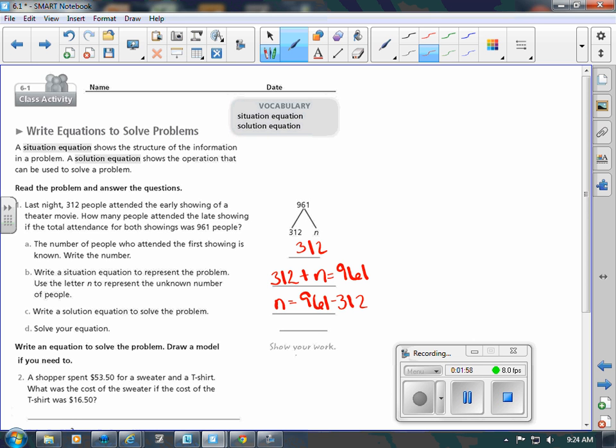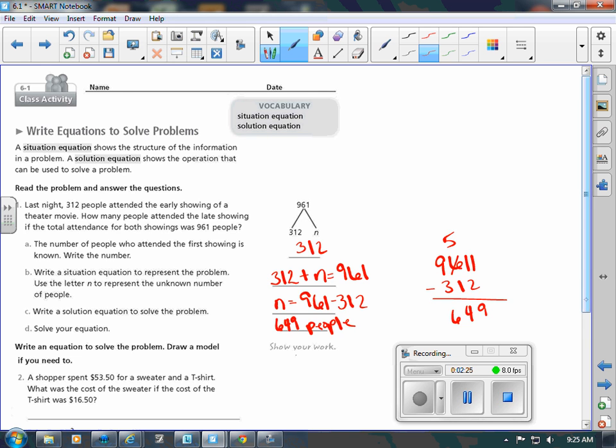So if you actually subtract, 961, line up your place values, 312. If you want to pause the video and take care of that, you could. Got to do a little borrowing here. Make that 11, 9, all right, 4, 6. So how many people went to the late showing? 649. Don't forget your label, people.